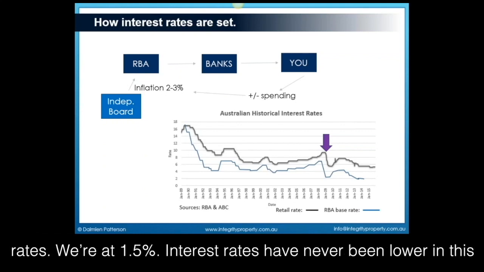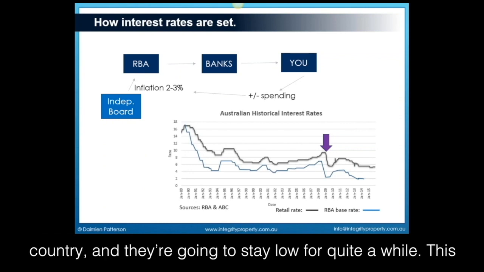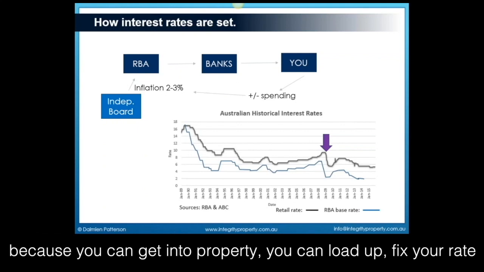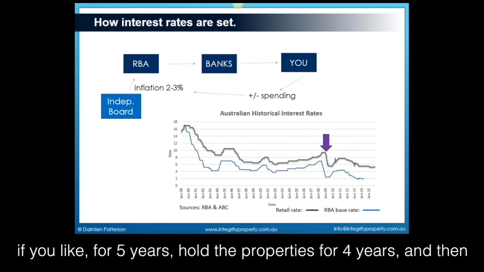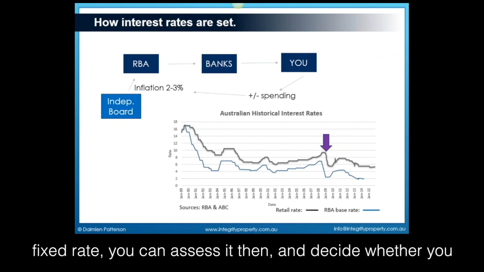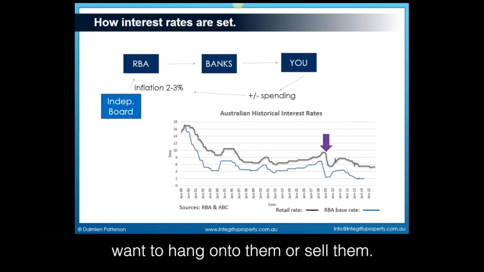We're at 1.5%. Interest rates have never been lower in this country, and they're going to stay low for quite a while. This presents a massive opportunity for savvy property investors because you can get into property, you can load up, fix your rate if you like for 5 years, hold the properties for 4 years, and then assess when you've got a year to go before you come off your fixed rate. You can assess it then and decide whether you want to hang on to them or sell them.